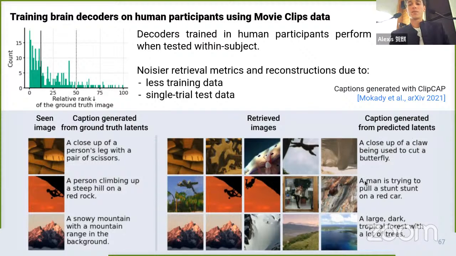I think this one is a particularly good example as to what we're trying to do. The generated caption is: a man is trying to pull a stunt on a red car. So you see that it's not grammatically completely correct, etc. And there's no car in the actual image, but we get a lot of the interesting bits of the information.